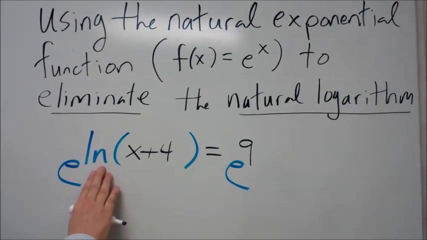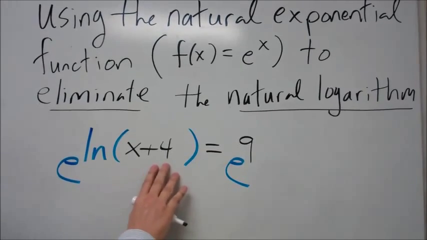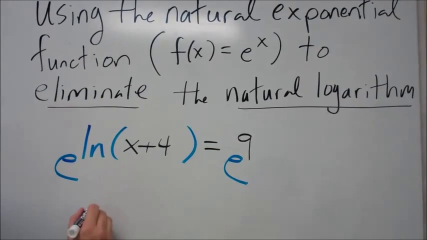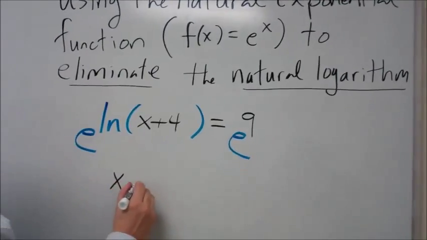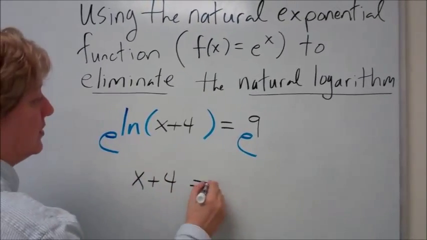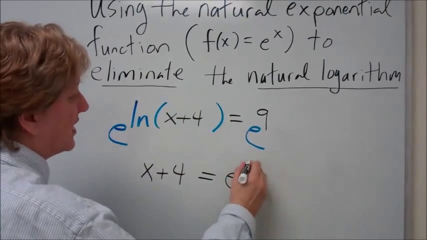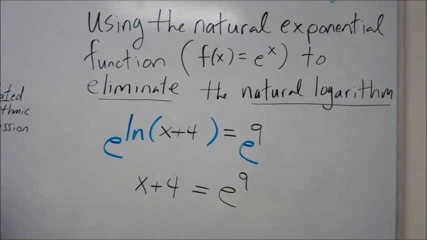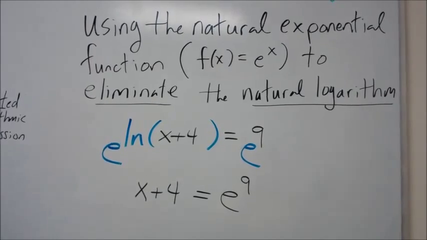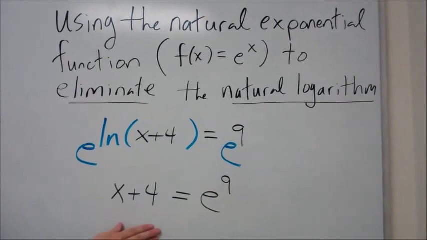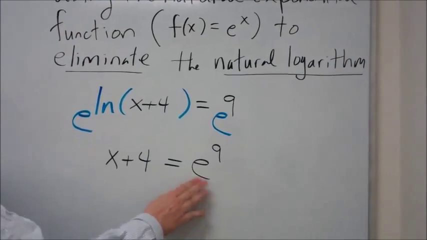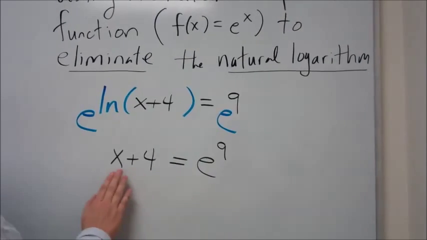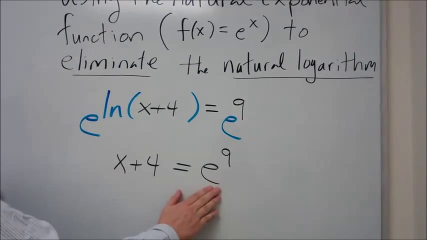E to the ln of an argument, these eliminate, and we get the x plus 4. Notice we still have the e on the other side because we had to apply e to both sides. Remember, whatever we do to one side, we have to do to both sides. Now this is just a number. This is a very simple linear equation: x plus 4 equals a number.